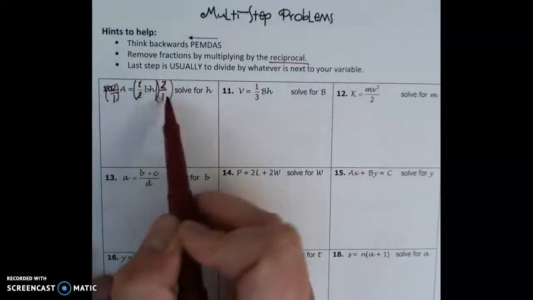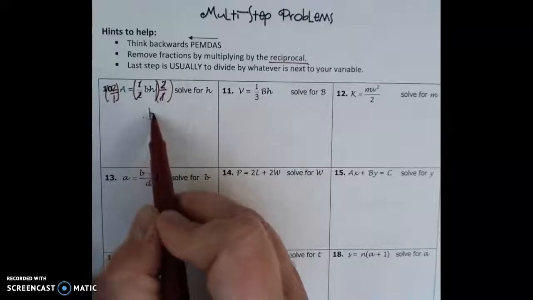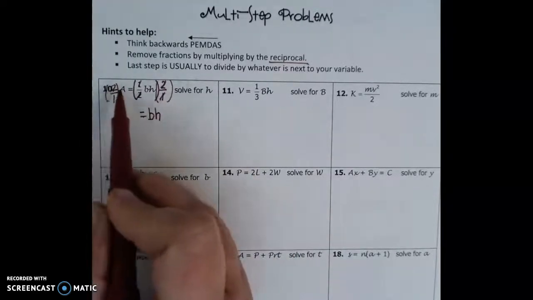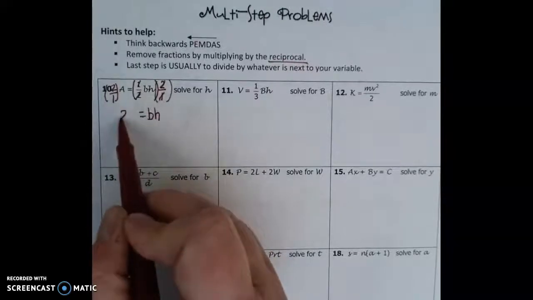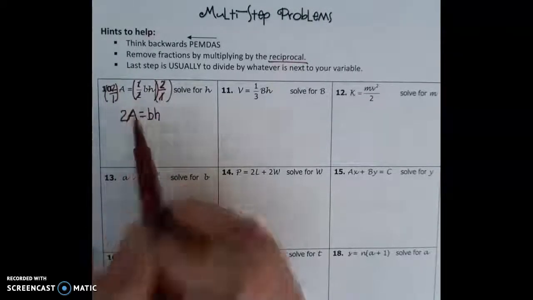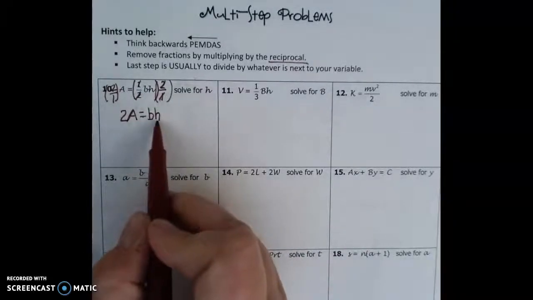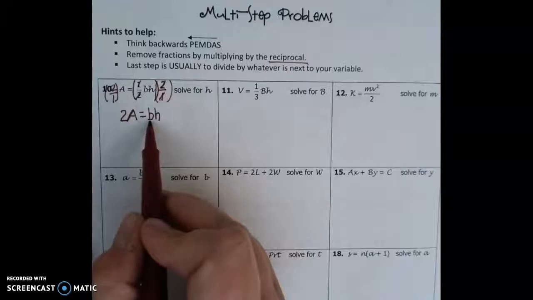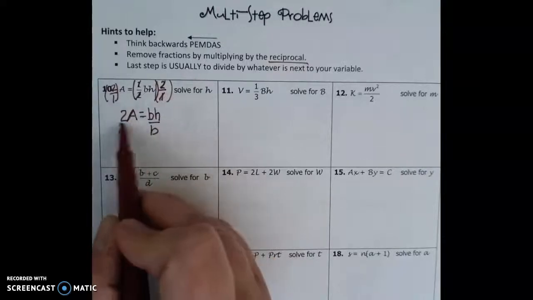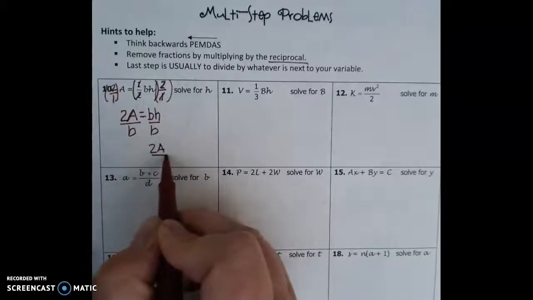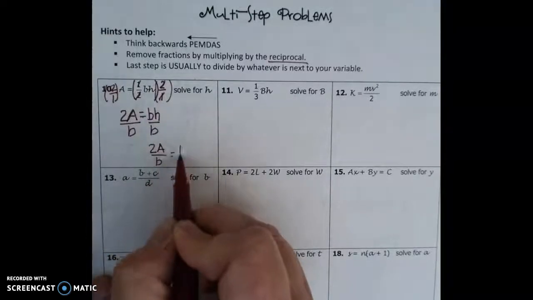The 2's cancel, the 1's cancel, and I'm just left with bh on the right. On the left, I have 2 times a over 1, which will just leave me with 2a. We're still trying to get h alone, so here's my h. It's being multiplied by the b, so to undo the multiplication, divide. And I'll have 2a over b equals h.